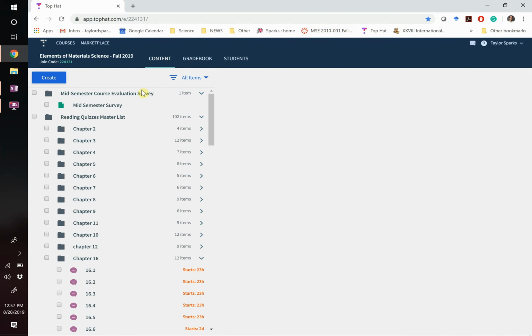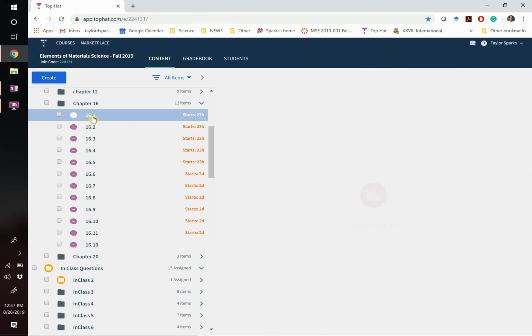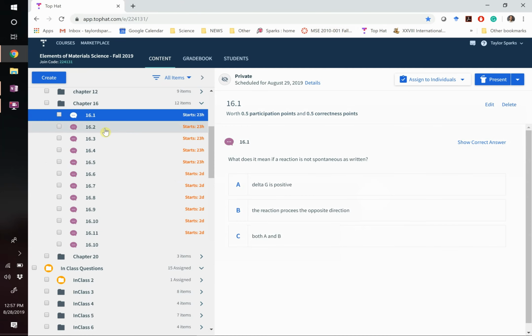So the way that I do that, in this reading quizzes section, I assign them, right? So you'll notice that this quiz on chapter 16, the reading from chapter 16, starts in 23 hours. So I've assigned it to start basically the day before class, right? And then it'll be due right before class. So it starts at 12 p.m. the day before, and it ends at 12 p.m., that's noon the day of class. That makes sense?